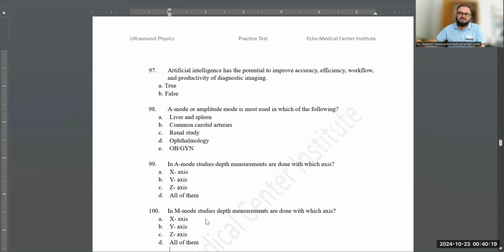Okay, the last question. In M mode studies, depth measurements are done with which of the axes? When you're looking for the M mode, that was A mode, this is M mode, motion mode. So we do the depth measurement with what? Is it with the X axis or Y axis? B is the correct answer. Y axis. Absolutely correct.